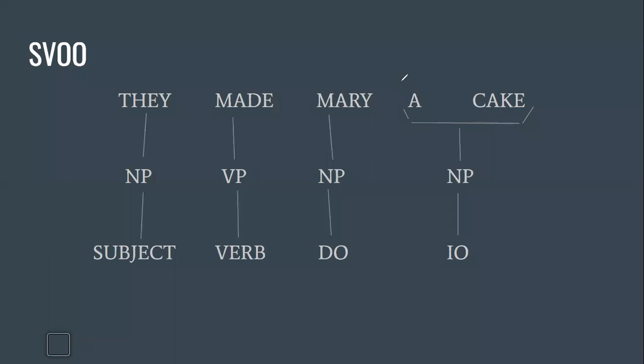Then we have SVOO. "They," which is a noun phrase acting as subject, S. "Made," as I mentioned before, is a ditransitive verb, which is acting as a verb phrase, V. "Mary," which is a noun phrase and is acting as an indirect object, O. And "a cake," which is a determiner and a noun, is a noun phrase acting as a direct object. So we have S, V, O, O.